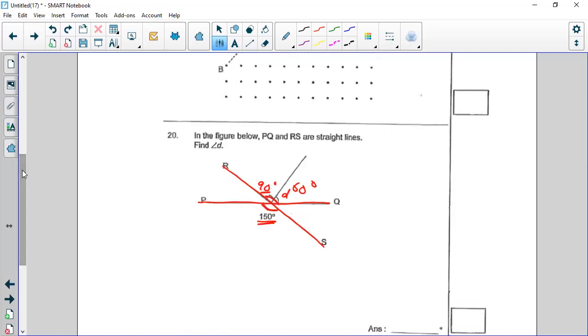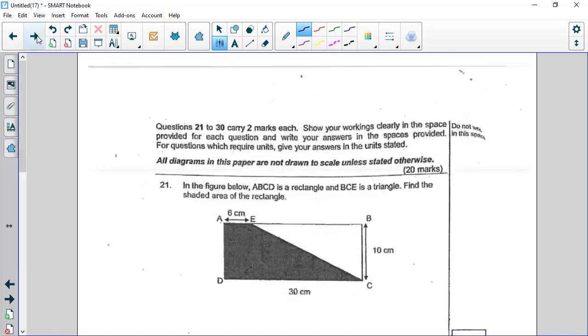Any questions so far? We are now moving on to question 21 already, the 2 marks. 150 minus 90, right? 150 minus 90, you get 60. Why minus? Because you have an X, okay? And this angle must be the same as the angles that you see above. Okay, add together must be the same. Okay, now we go to question 21.